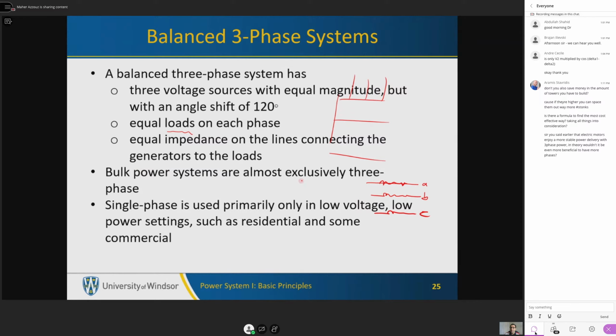Bulk power systems are almost exclusively 3-phase. This is something that we know. Single phase is used primarily at low voltage, for distribution. Transmission systems are exclusively 3-phase. But for distribution systems, when we approach loads, we provide single-phase sources.